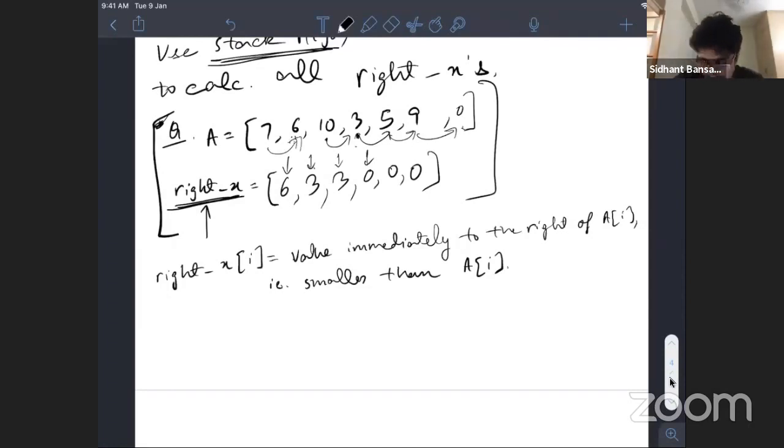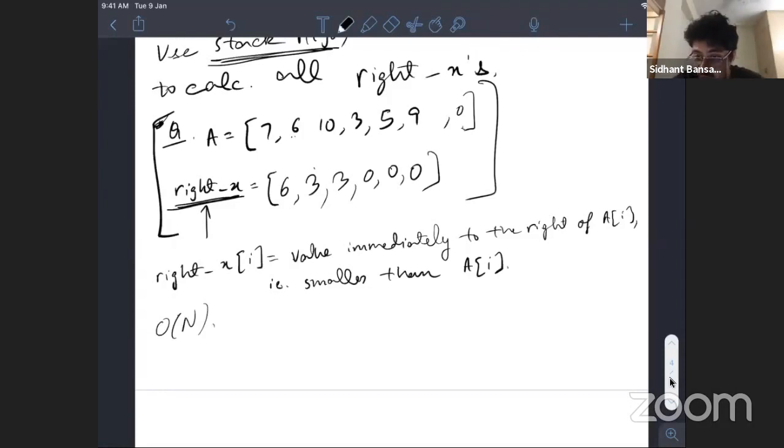Yes, so Shubham is right that this should take n square to solve. The naive algorithm is n square, which is basically fix your i and then try to calculate right xi. Fix your 7 and then try to calculate what's the right x of 7, and so on. The interesting thing is this can be done in O(n). So first we'll show how to do this in O(n).